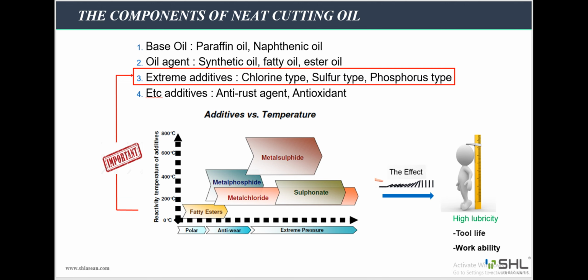The second additive that is also very important in neat cutting oil is the extreme pressure additives. Extreme pressure additives, or EP additives, are additives for lubricants with a role to decrease wear of the parts of the gears exposed to very high pressures. They are also added to cutting fluids for machining of metals. Extreme pressure additives typically contain organic sulfur, phosphorus or chlorine compounds.